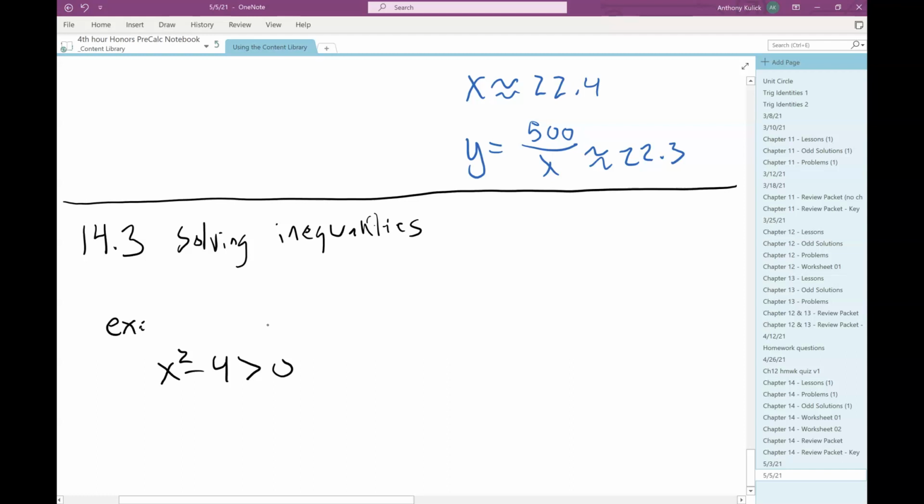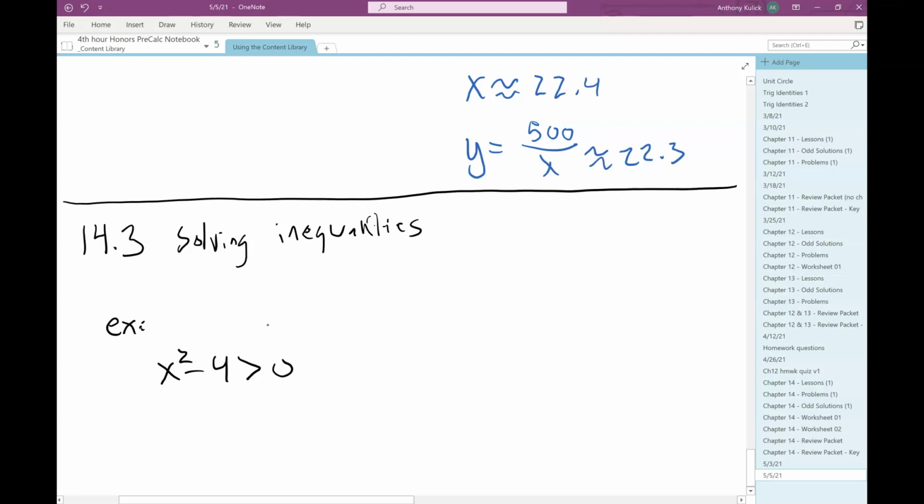So, when we're solving an inequality, we have to describe the values for x where x squared minus 4 is greater than 0, right? Now, there's typically going to be infinitely many of those values of x, so we're usually going to describe this with an interval, so a range of x's.